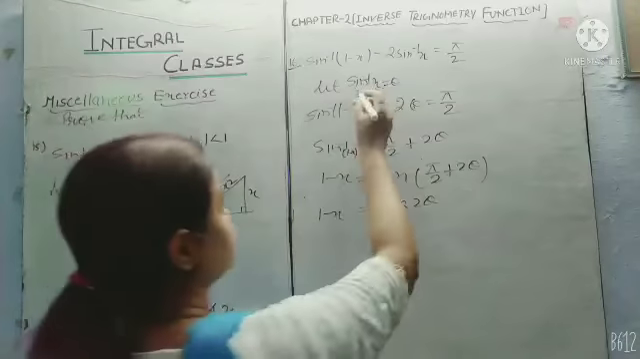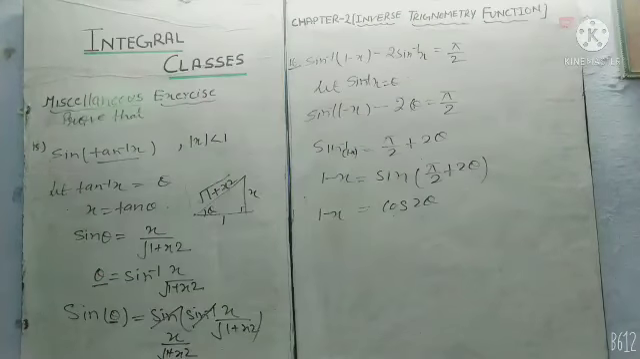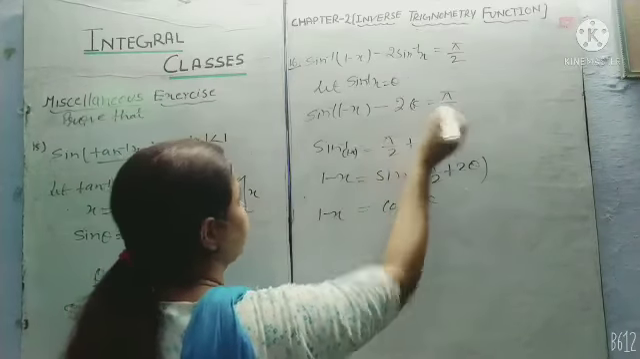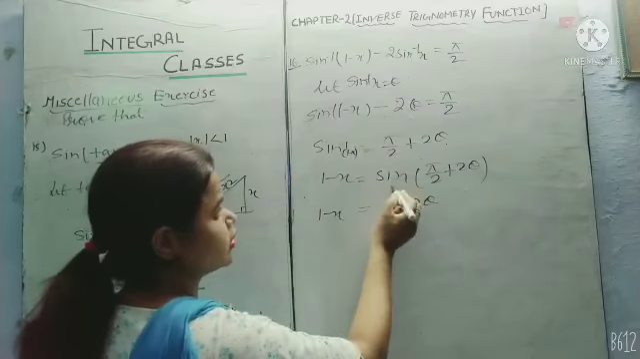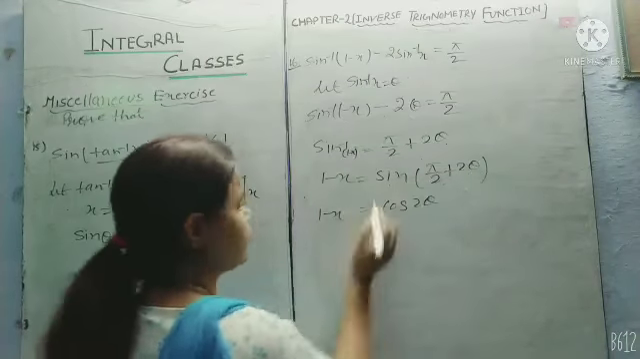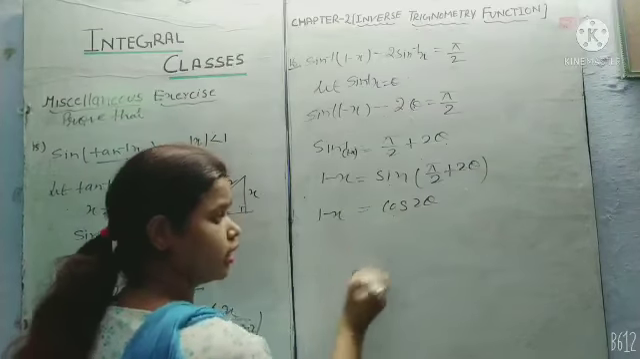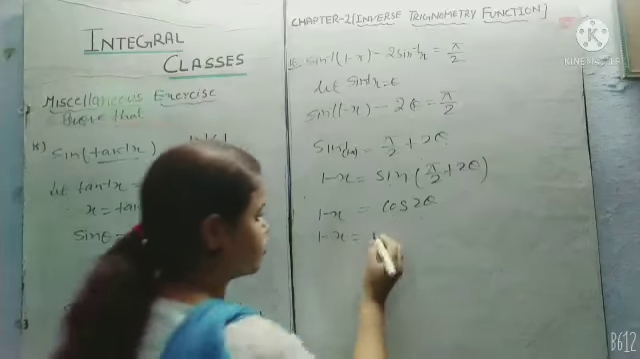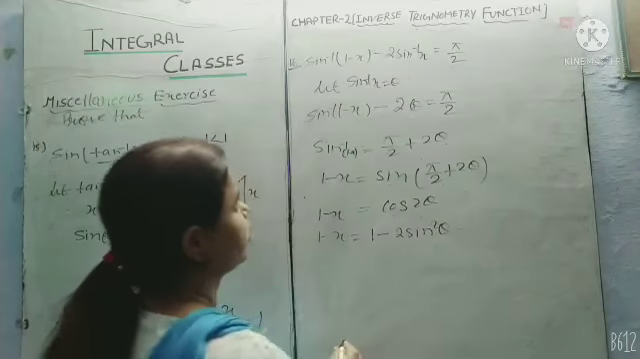Student, in question number 16 we will let sin inverse x equal to theta. Then it will become sin inverse (1 minus x) minus 2 theta equals pi by 2. 2 theta goes to the other side, then sin goes to the other side, so 1 minus x equals sin of (pi by 2 plus 2 theta). We know that the value of sin of pi by 2 plus theta is equal to cos theta. So 1 minus x equals, it will be written in the form of sin, so we should write 1 minus 2 sin square theta.